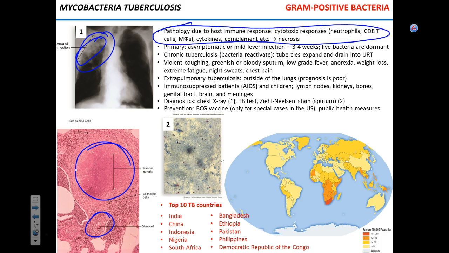Now, when mycobacteria, you can see them here, these little tiny red ones, spill from lungs into the systemic circulation, that is called extrapulmonary or miliary tuberculosis. Okay, and when it goes into the other organs, the prognosis is honestly very poor.